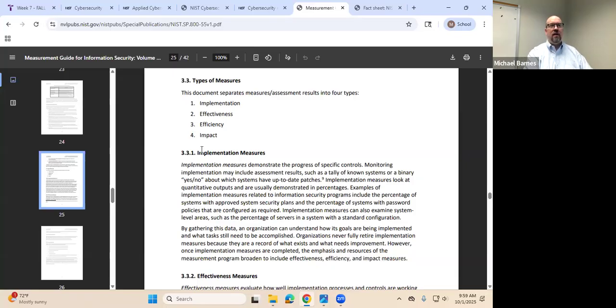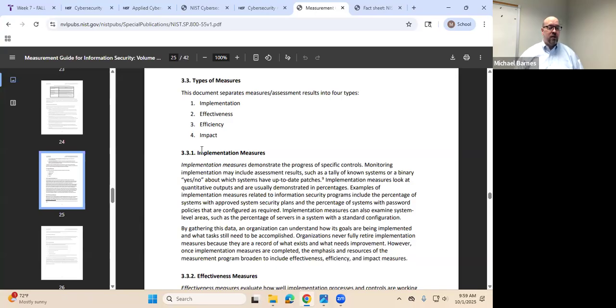Now, there are a lot of areas in the standard, I should say framework, I meant standard, that we could have looked at, but I think one of the best areas to look at is the types of measures that are listed. There are 4 different types of measures listed here: implementation, effectiveness, efficiency, and impact. So why are these relevant? These all measure different aspects of the protocols put into place. It's basically 4 different dimensions, 4 different areas of effect.